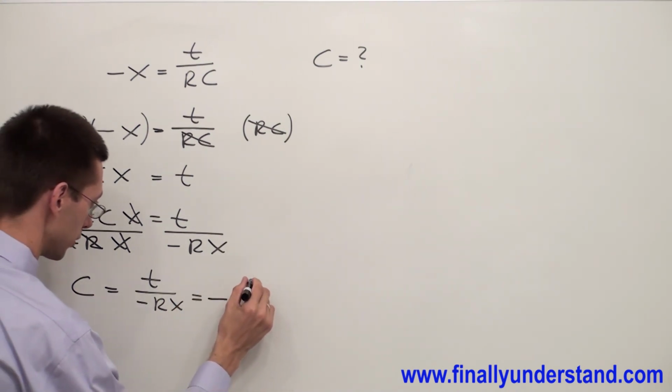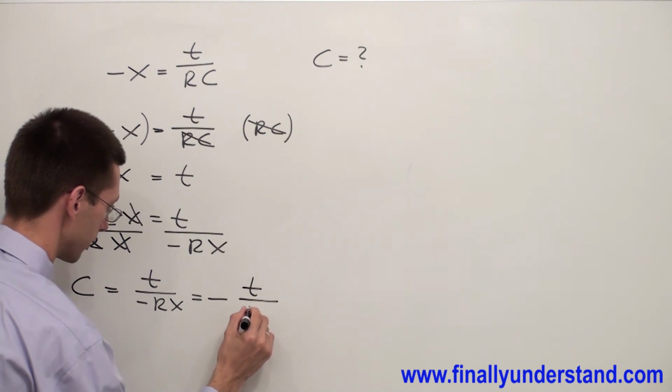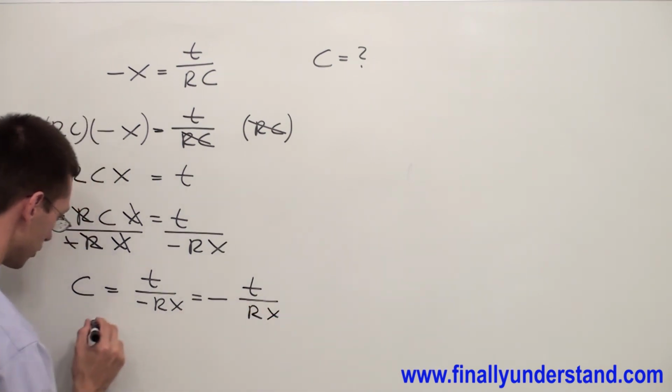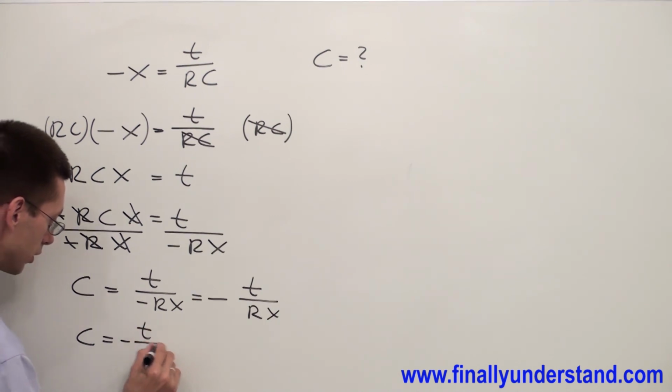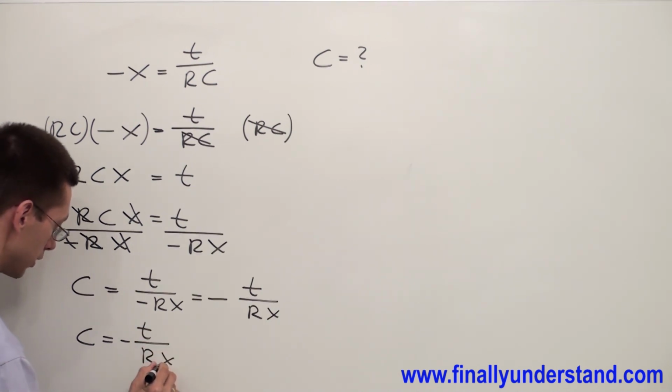And I'm going to just copy down the fraction t over rx. So my final solution is negative t over rx is equal to c.